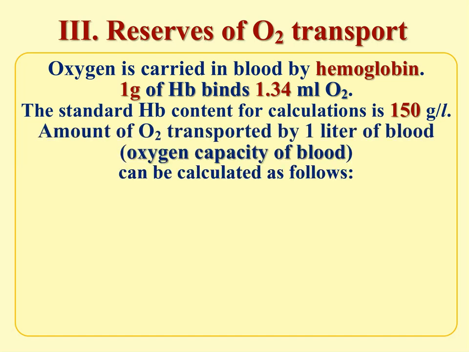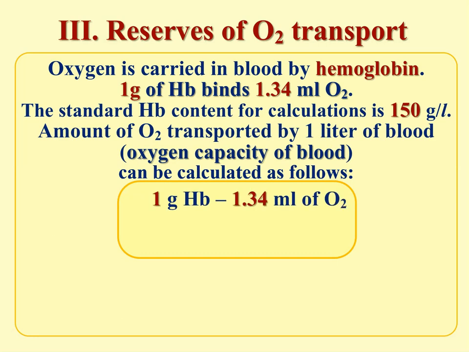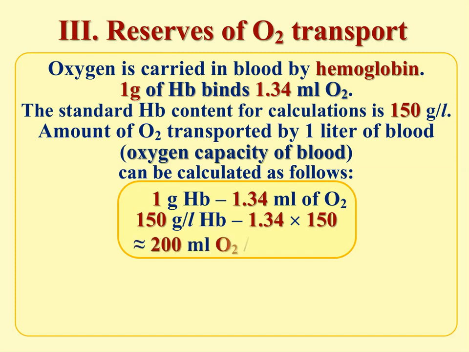In this case, oxygen capacity of blood can be calculated as follows. If 1 gram binds 1.35 milliliters of oxygen, 150 gram can bind 150 times more, or about 200 milliliters of oxygen per liter of blood. Expressed in volume percent, it will make 20 volume percent. But now it's more useful for us to remember this 200 milliliters per each liter of blood.